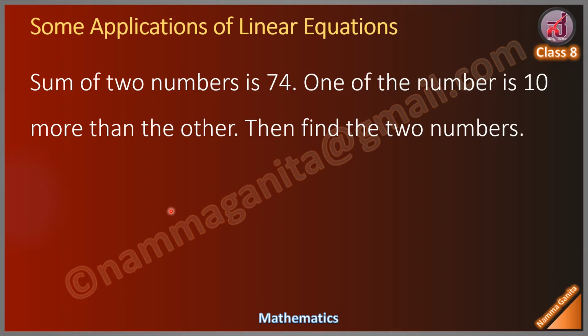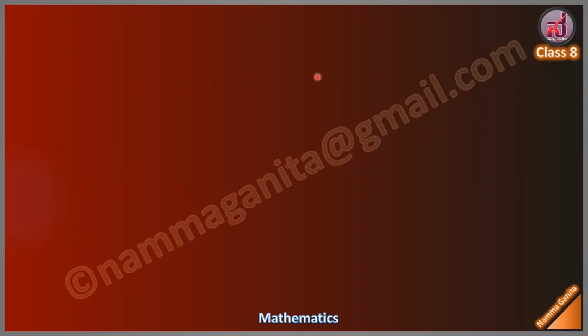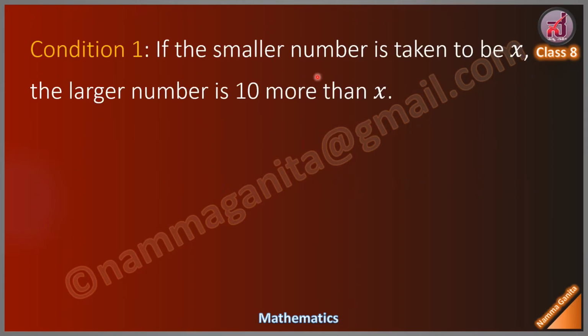We are given two conditions. First, one of the numbers is 10 more than the other. And the second one, their sum is 74. Now consider condition 1. If the smaller number is taken to be x, the larger number is 10 more than x. We already know from class 7 how to proceed.